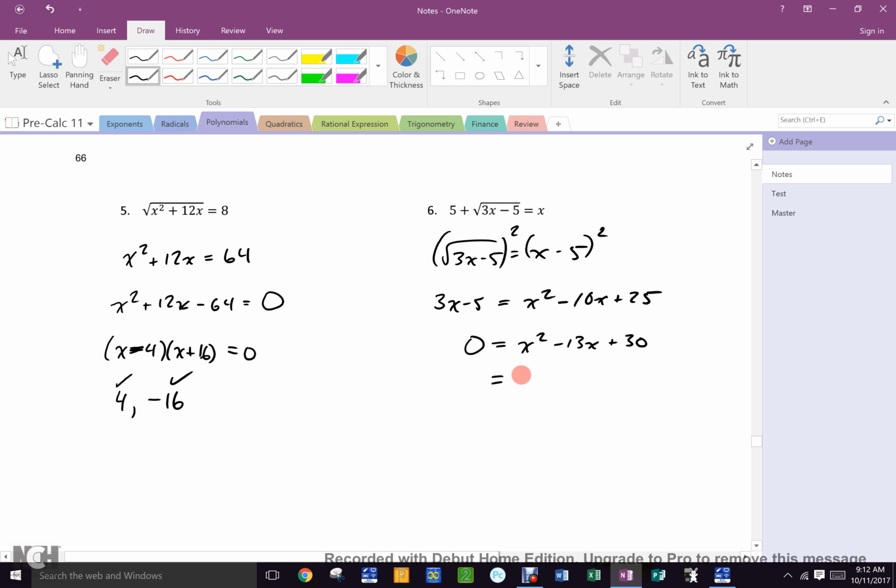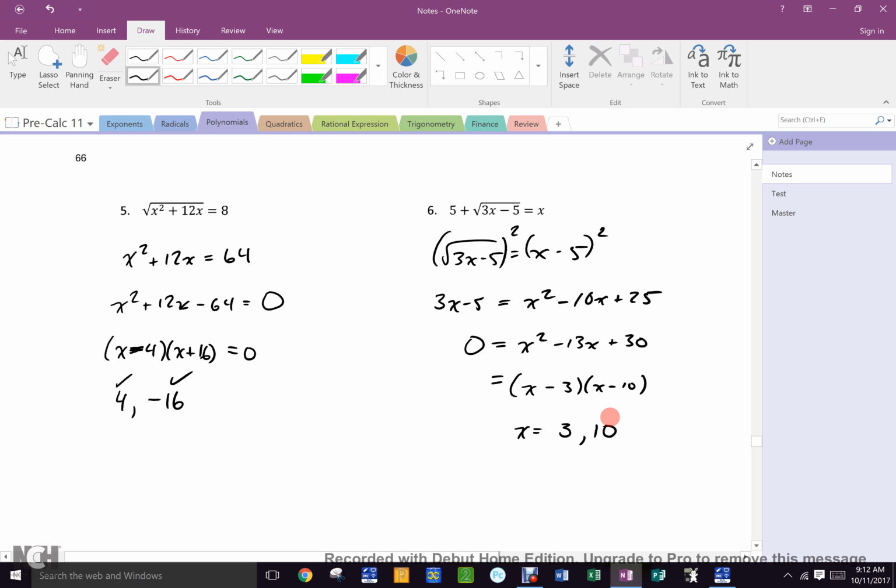Factor, factor, factor. Got to multiply to positive 30, add to negative 13. What is it? Negative 3, negative 10. What are my possibilities for x? x could be 3, x could be 10. What do I do?